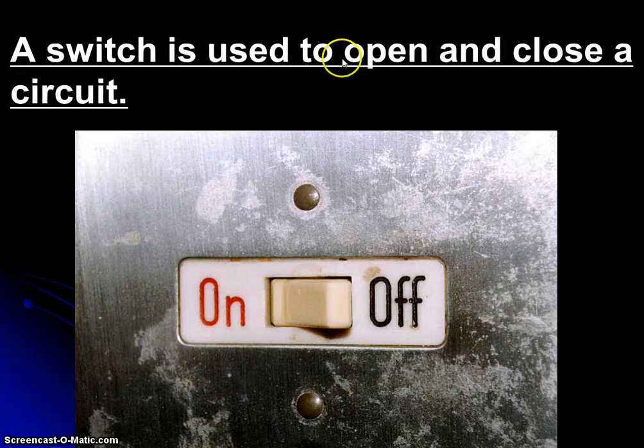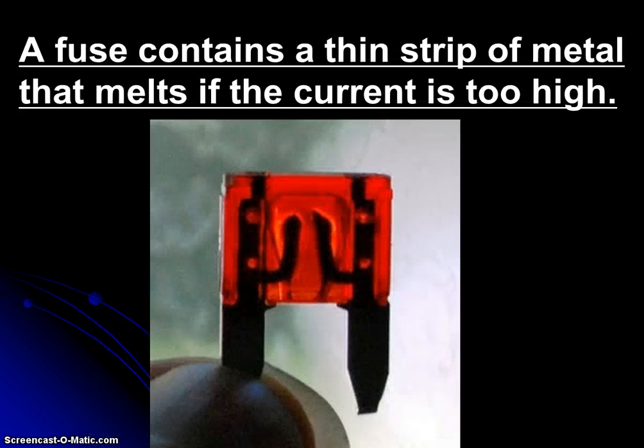A switch is what we use to open and close circuits. Any on-off switch on your electronics opens or closes your circuit. When something is turned off, the circuit is open because we break the path for our electrons to flow on, and they cannot flow along that broken path. So when we open our circuit, we turn things off. And when we close our circuit, we turn things on. Because we close it, we make it a complete circuit again, and thereby the electrons can flow.